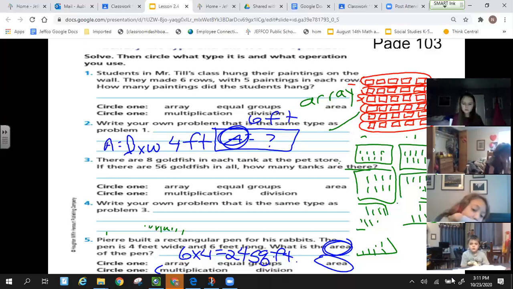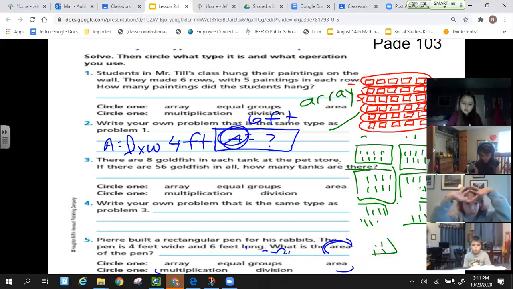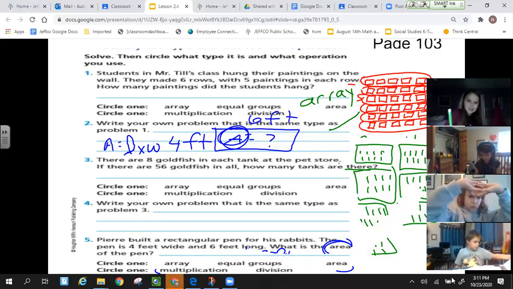Now go ahead and write your own area problem. And how are we going to do that? What do you mean, Mrs. Alvin? What is area? Area is something that has length and width. So you might want to say you're building... I'm thinking of a pen for a dog. I'm thinking of a fence for a yard. I'm thinking of a border for a garden.